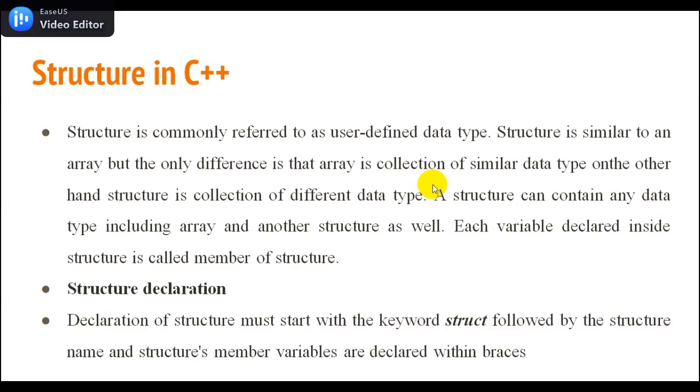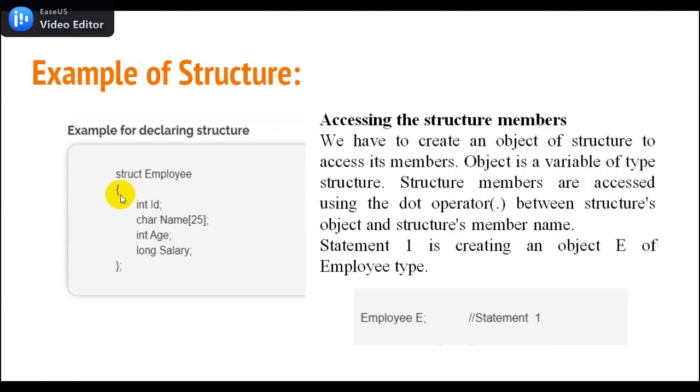So let's understand how we can declare the structure. For declaring the structure, first of all we have to write the struct keyword, then the structure name, and then inside the curly braces we can write the members of the structure. So here is one small example by which you can write the structure.